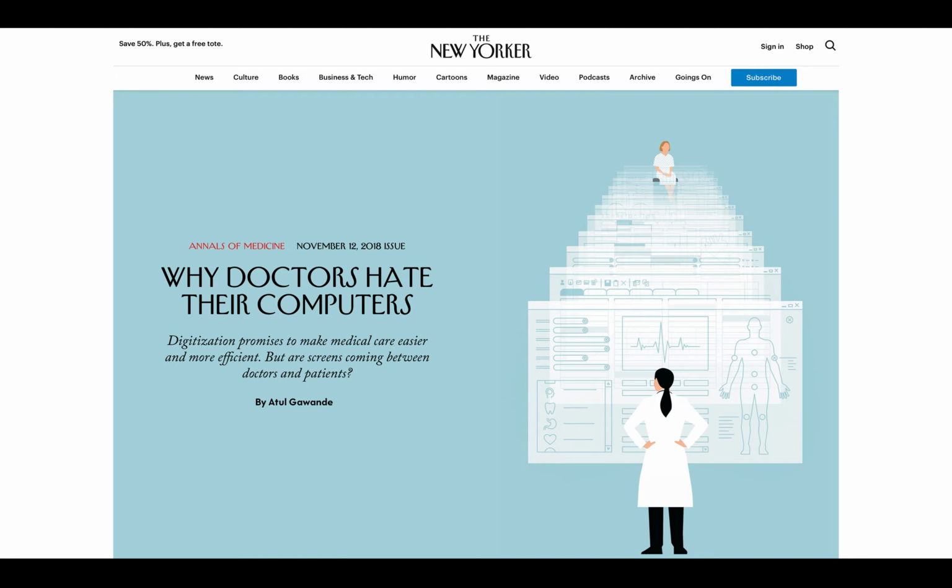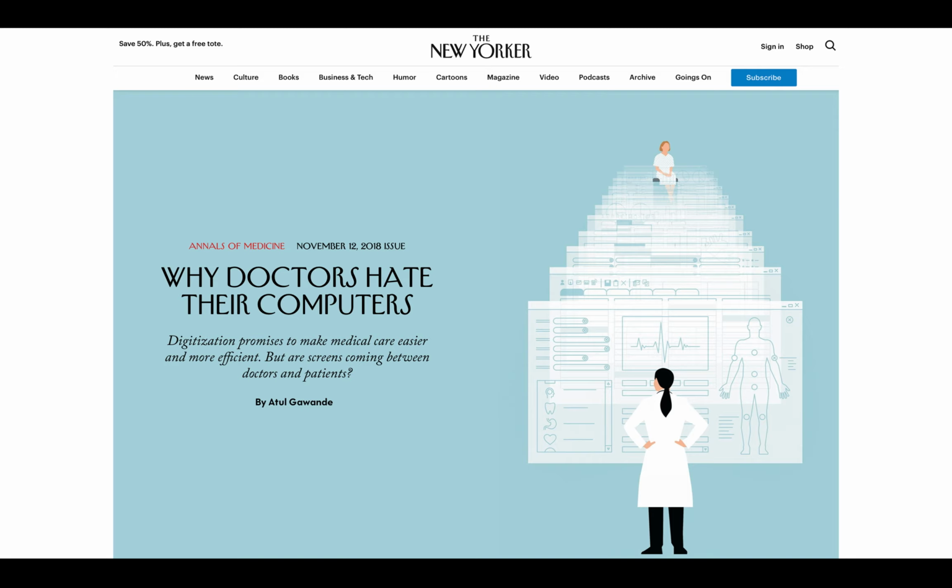Gawande's article, I think, is really good in that it accurately describes the frustration among physicians with the introduction of information technology into healthcare. It highlights the tension created between physicians, patients, and machines. It accurately discusses the increased burden of work that health IT puts upon clinicians.